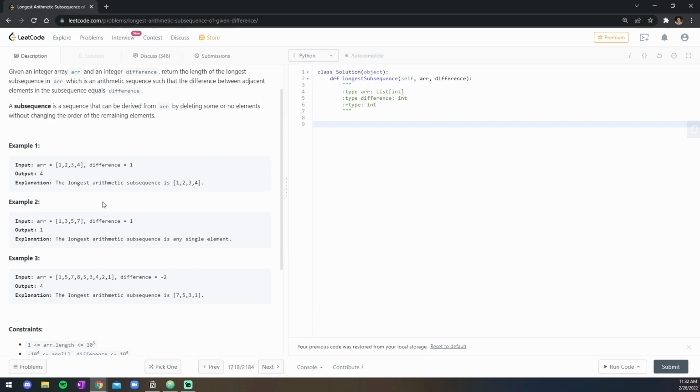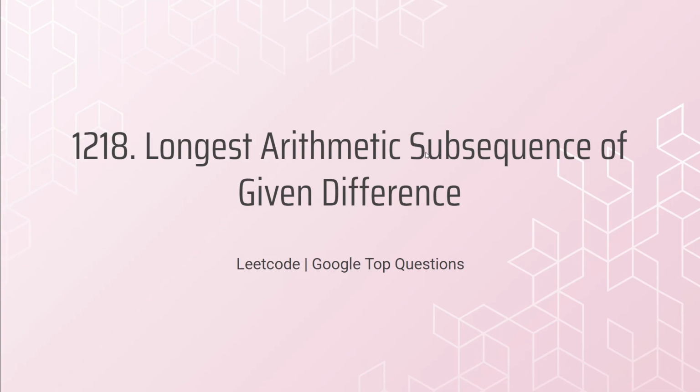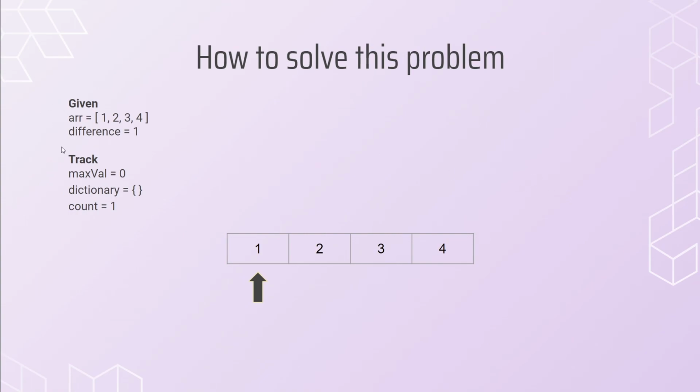Okay, let's go into the explanation on how to solve this question and then actually solve the question. Okay, let's look at the explanation for question 1218, longest arithmetic subsequence of given difference. We're given two different values, the array, which is 1, 2, 3, and 4, and the difference, which is equal to 1. I've created three different values here to track what we're doing.